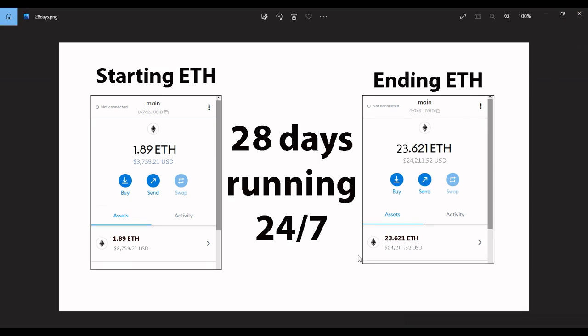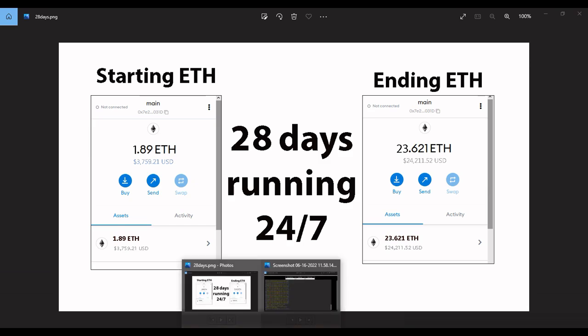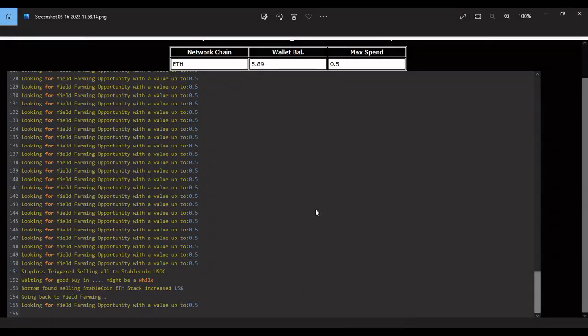Now, how does this bot make such extreme gains? Well, it's not just yield farming. What seems to make the most amount of money is not necessarily the yield farming. Now, the yield farming is fine when there's no volatility in the market. This makes an amazing amount of money when there's volatility in the market. So this is what this bot does.